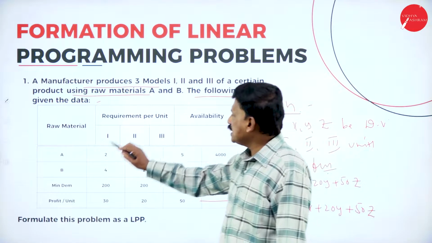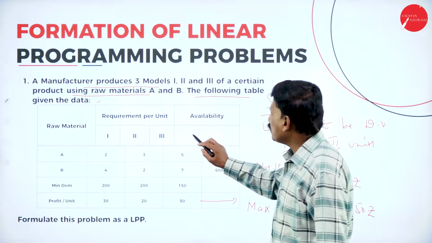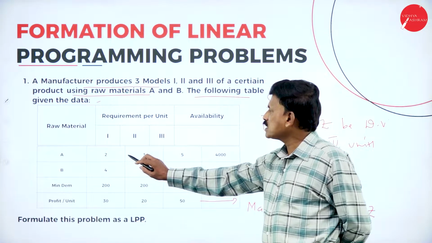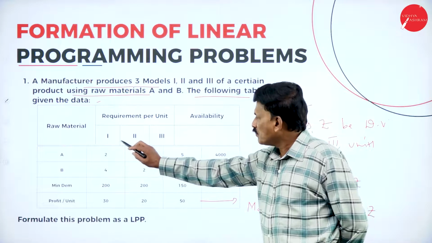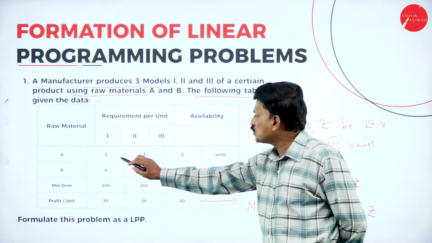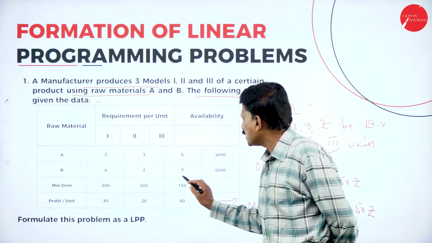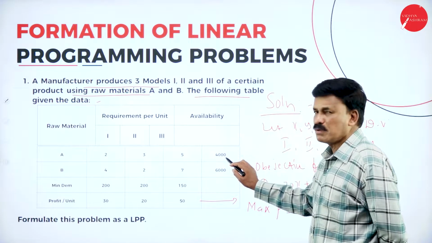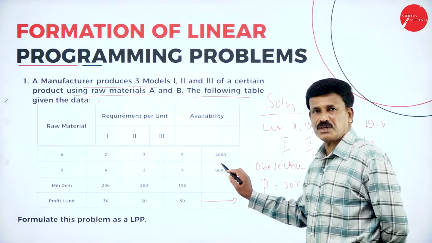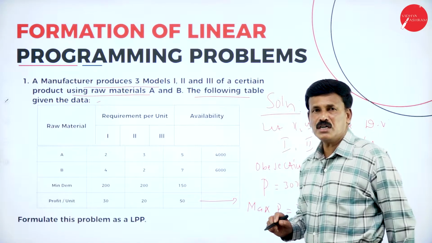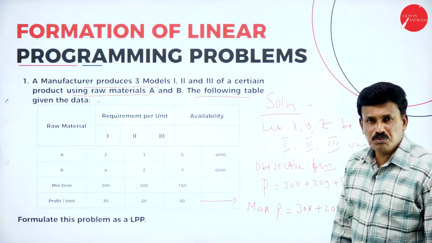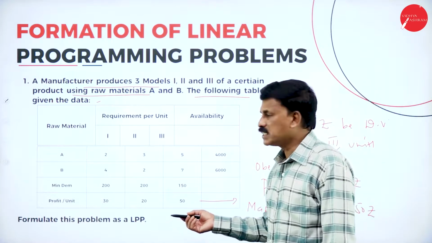Now for the products A and B, what are the requirements given? The requirements are, first unit contains 2. For the product A, the requirements are 2, 3 and 5. For the product B, the requirements are 4, 2 and 7. And the maximum availability is 4,000 for the product A and 6,000 for the product B. Now therefore this can be put in the form.